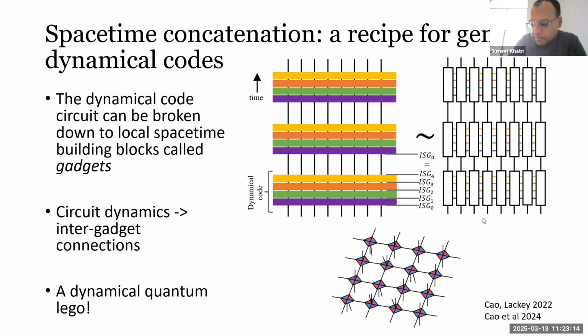Sorry, I have a question. Do you still define it as a dynamical code if the stabilizer measurements are the same at every time step? Or is it only dynamical if you're making some change to the stabilizers? Yeah, so if there's no change in stabilizer, then that's still an example of a dynamical code. It's just that there's no evolution of the stabilizer group.